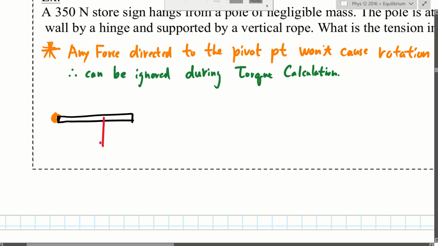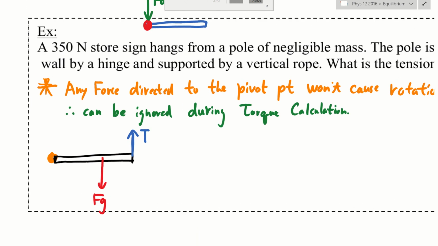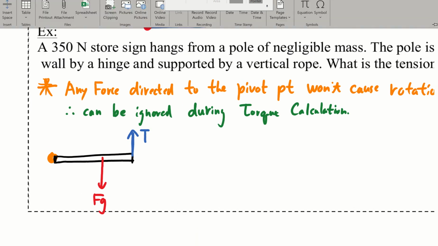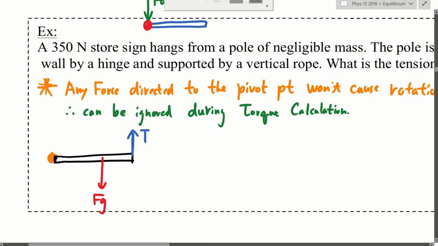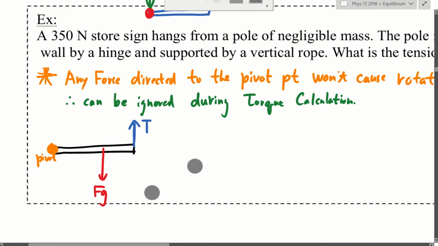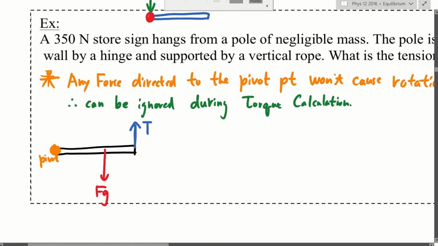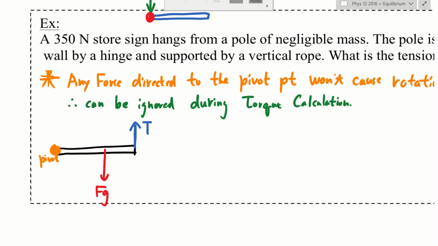One is going this way and has the name Fg. The other one is a tension that is attached to the end right here and has the word tension. Our pivot point is right at the beginning, so we are saying that this is our pivot. Now, what about the force on the hinge? That doesn't count anymore, not for rotation. As far as rotation goes, these are the two forces that will cause rotation.